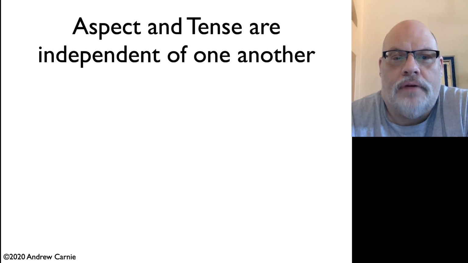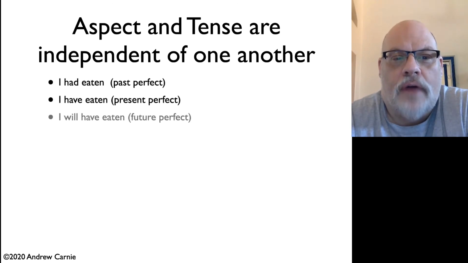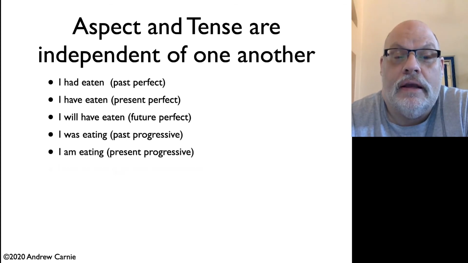It's important to note that aspect and tense are independent of one another. We've already mentioned that. So I had eaten, past perfect. I have eaten, present perfect. I will have eaten, future perfect. It's also the case that we have I was eating, past progressive. I am eating, present progressive. I will be eating, future progressive.